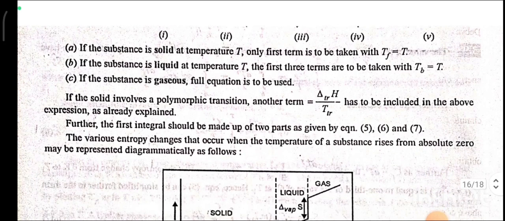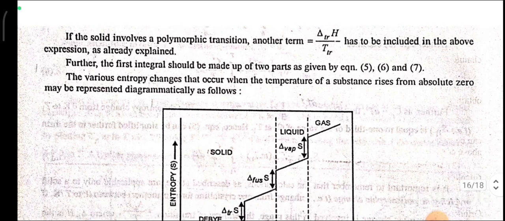If the substance is solid at temperature T, only the first term is to be taken with Tf equal to T. If the substance is liquid at room temperature, the first three terms are to be taken with Tb equal to T. If the substance is gaseous, the full equation is to be used.